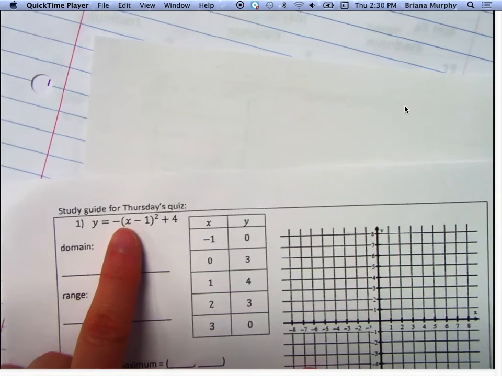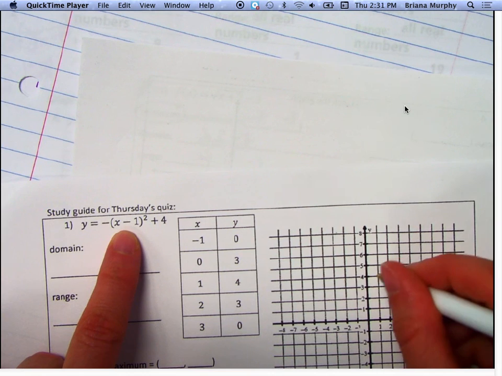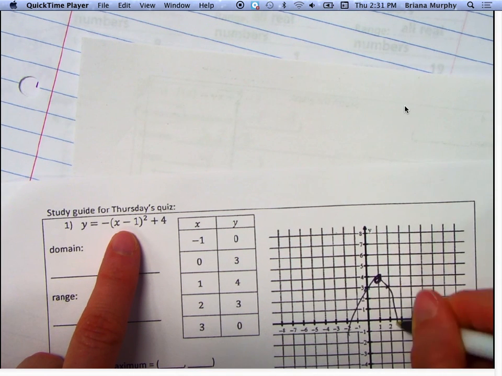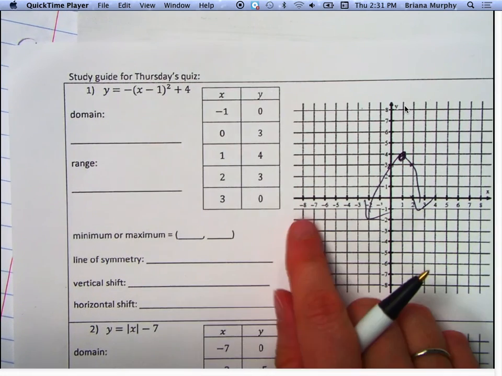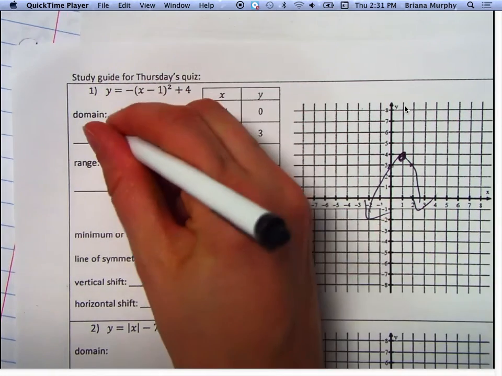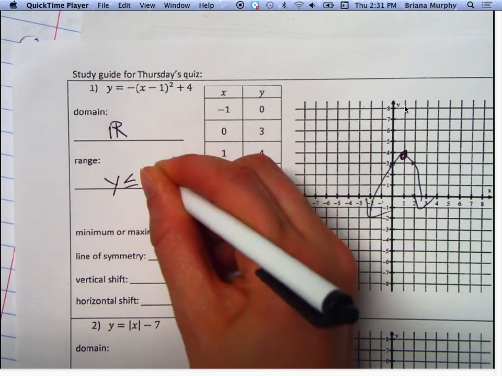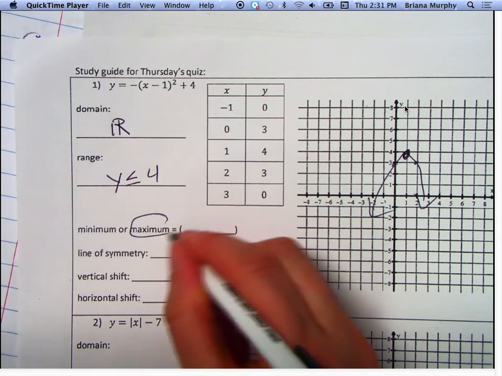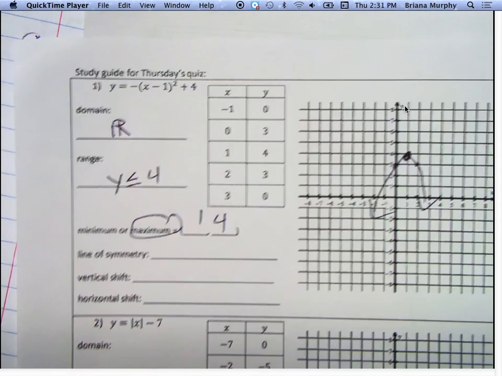One on here. We've got, it's upside down. We move to the right one, up 4. It's negative. It looks like this. We plotted those points. Okay. What's the domain for this? All real. X is all real. What's the range? Y is less than or equal to 4. Is it a max or a min? Max. What's the point? 1. Is it symmetric? Yes. At what? 1.